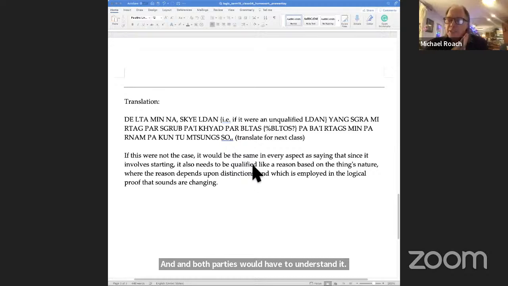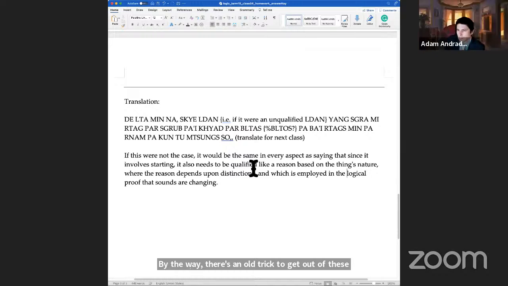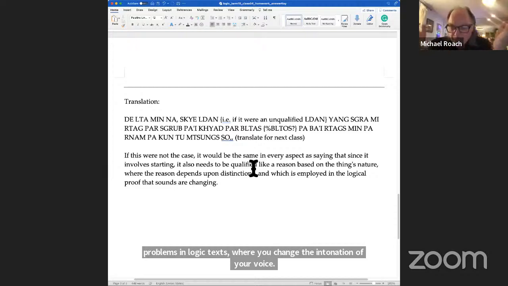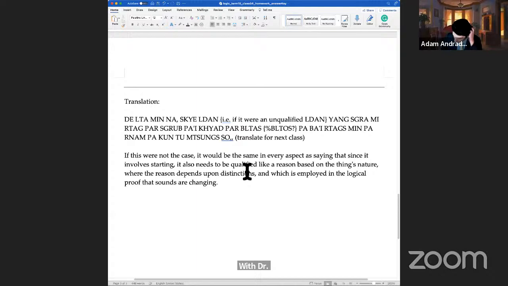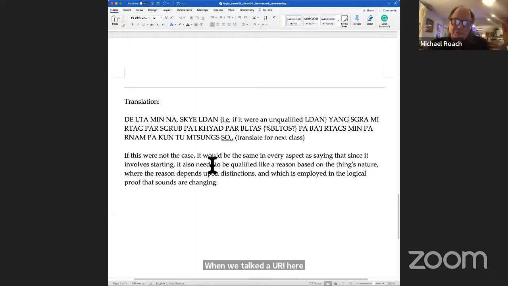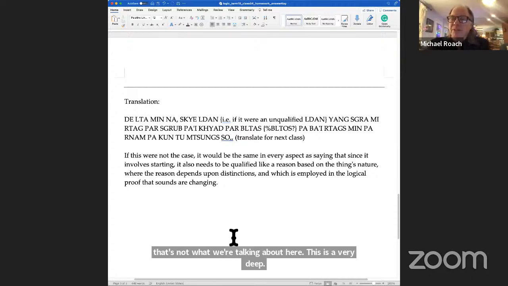By the way, there's an old trick to get out of these problems in logic texts where you change the intonation of your voice. Okay. Jachichen, mitakte, yamiche. You know, that intonation of your voice has an implication, but that's not what we're talking about here. This is a very deep idea in this commentary.